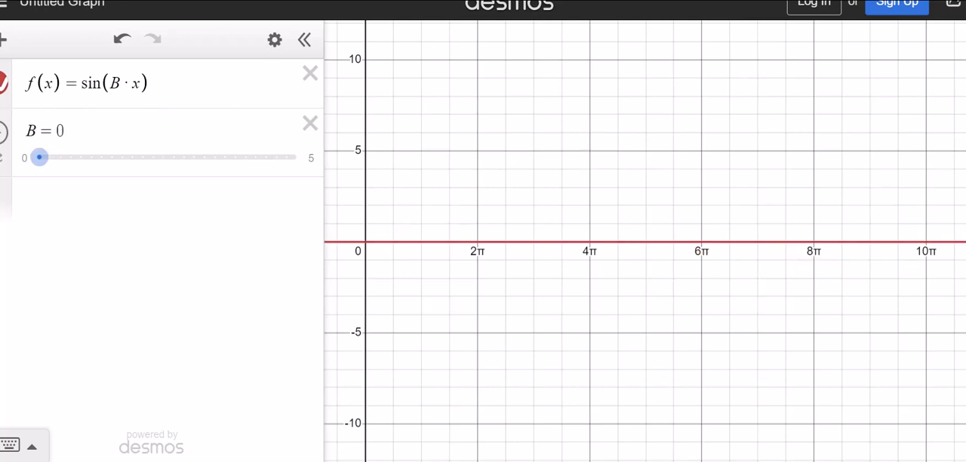Of course, if b equals 0, we no longer have a sine graph. We just have a line. So it becomes a linear function. So we don't allow for a 0 to happen for the b value.